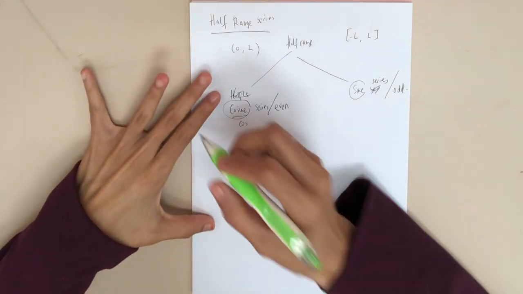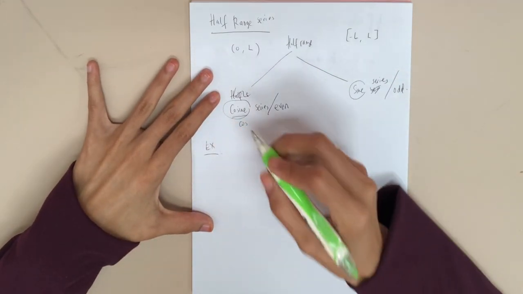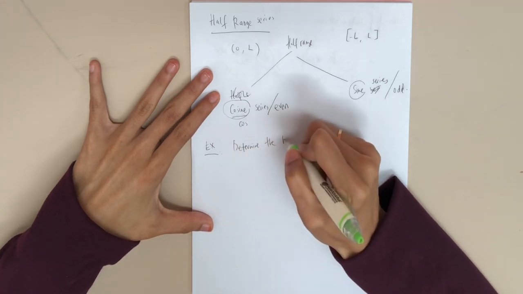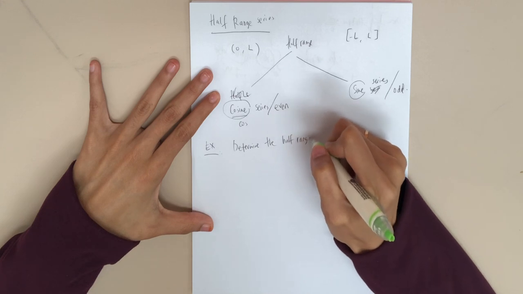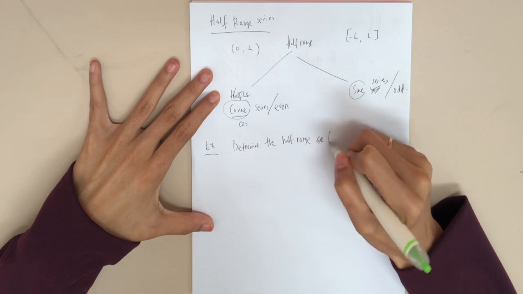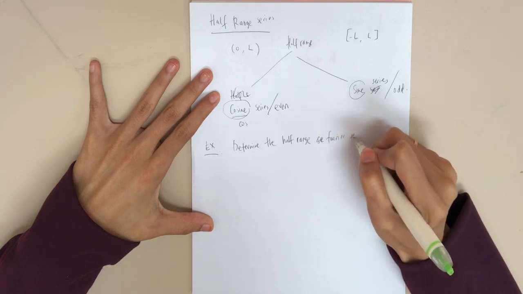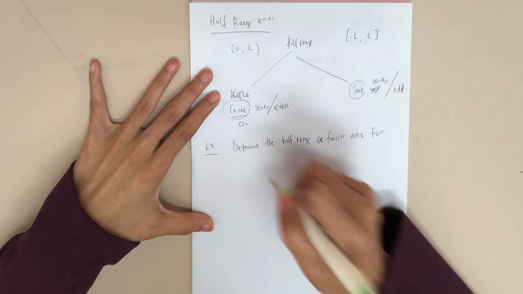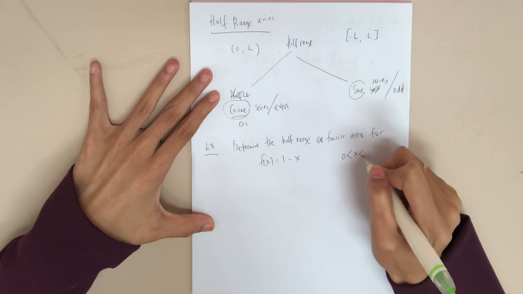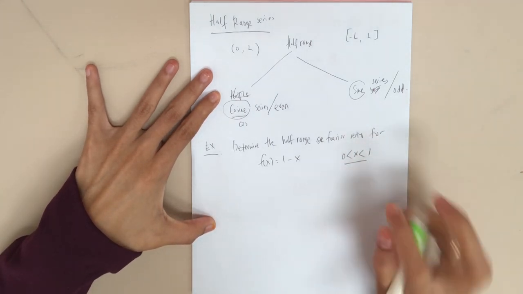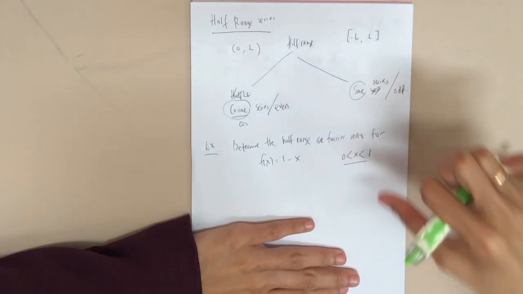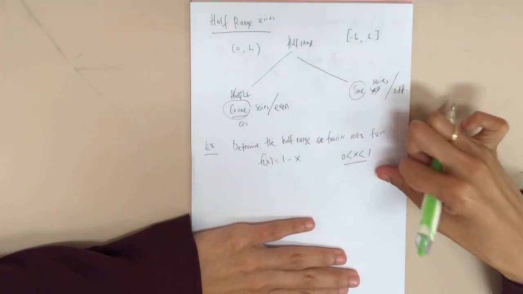So now, let's say you have an example. The question asks you to determine the half range Fourier series for f(x) equal to 1 minus x, and the interval here is from 0 until 1. Class, 0 to 1, so this means half range. Even if the question doesn't mention half range, we know that the interval is 0, 1, so this is half range.